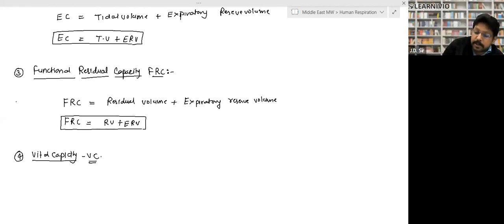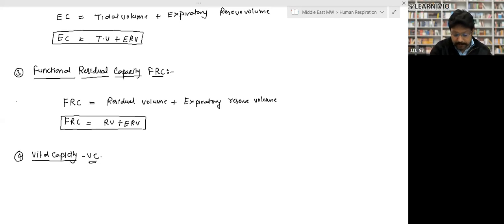So vital capacity is very small in those people who are basically lazy kind of people. But vital capacity is very large in those people who are athletes or runners, right? So vital capacity varies from person to person, right?